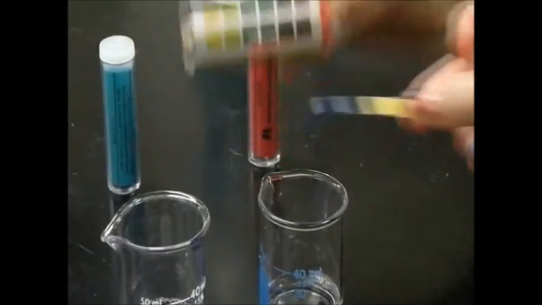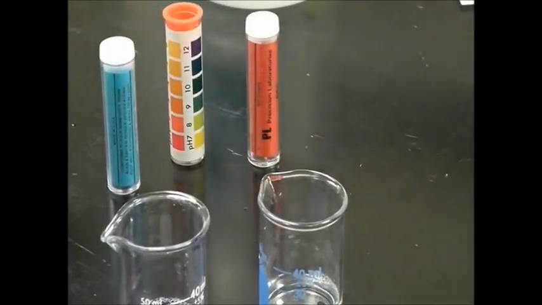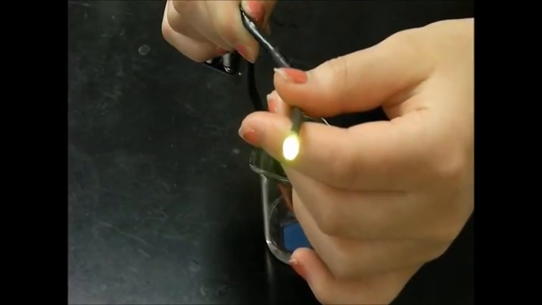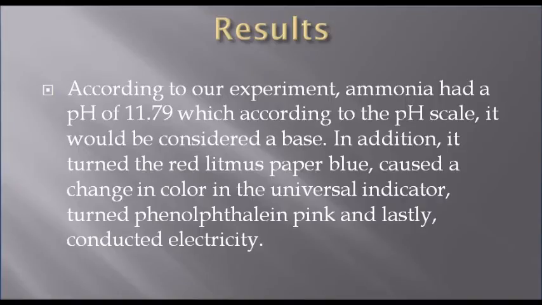Last, we will test the conductivity. As you can see, the conductivity tester glows when it is submerged in the ammonia. From performing the experiment, we have concluded that ammonia is considered a base, since we discovered that its pH is 11.79. Other indicators that it's a base would be that it turned red litmus paper blue, it caused a change in color in the universal indicator, it turned phenolphthalein pink, and lastly, it conducted electricity.